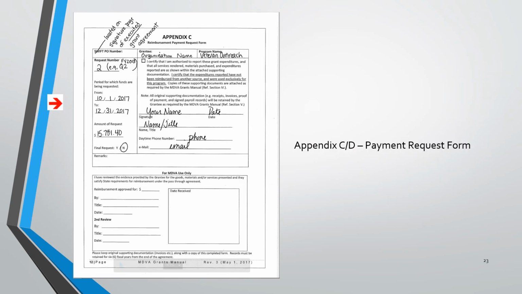One last point. The period for which the grant funds are requested is the date range of your grant expenditures. List the earliest invoice date and the latest invoice date. The payment request form then becomes page 1 of your payment request submitted to the state.